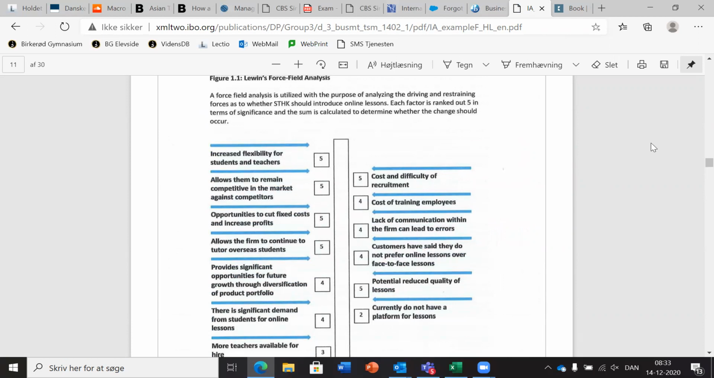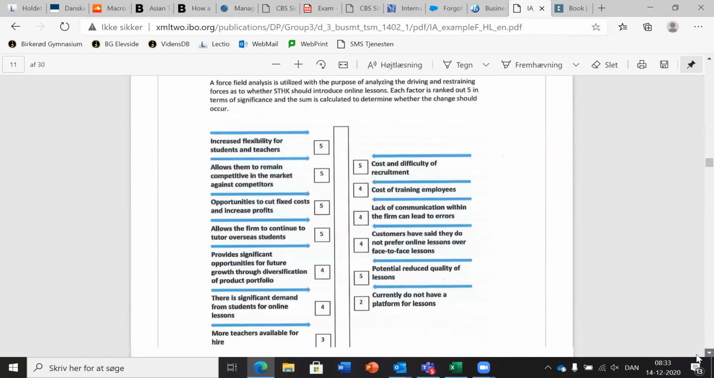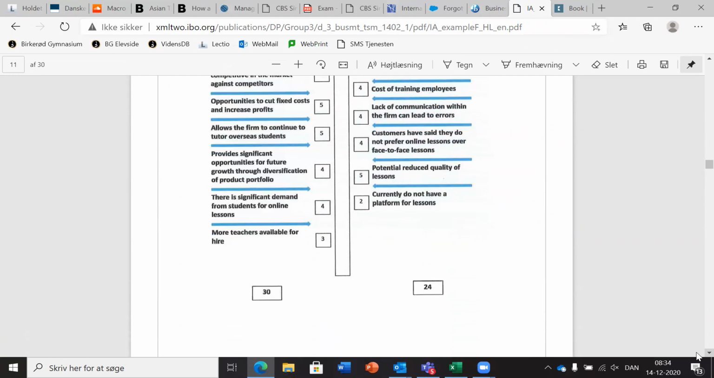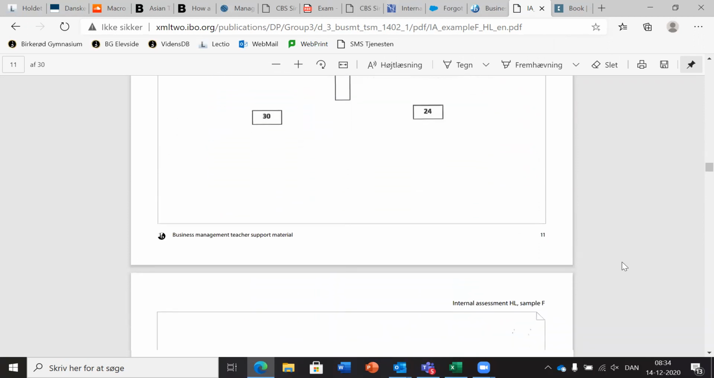Each factor is ranked out of 5. This is a good example. The student puts the different reasons for and against change and gives them a rank of up to 5, and then comes up with an overall conclusion. This helps form the decision. The fact that there's 30 versus 24 means that the force field is going to recommend that they introduce the online lessons.